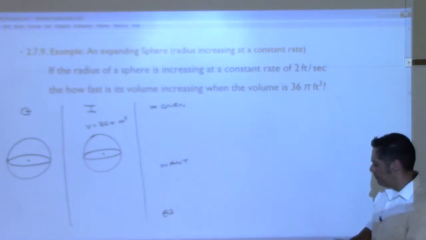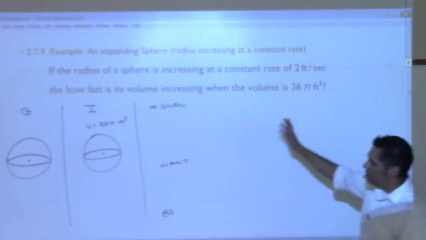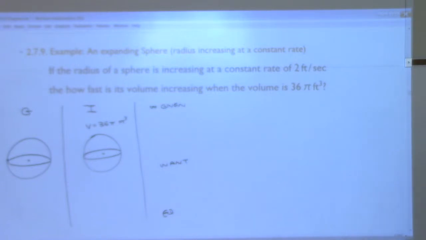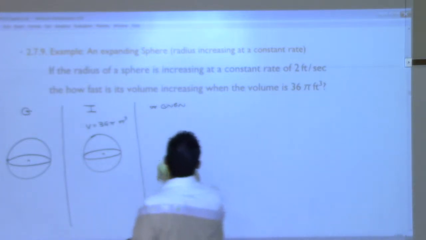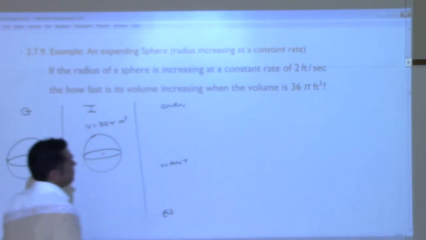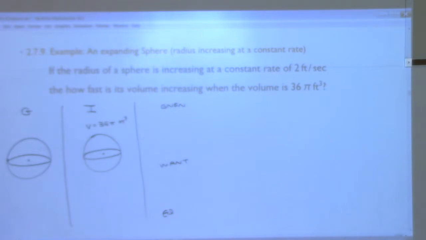Jace, you're up. What can I fill out here? Anything else? Any other information? Given the constant rate of 2 feet per second. Okay, so what is that 2 feet per second? It's a rate of change of what? The radius of a sphere increasing at a constant rate. So as the sphere expands, it expands at a constant rate.